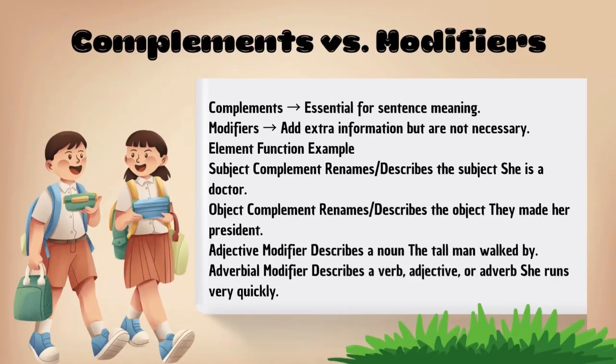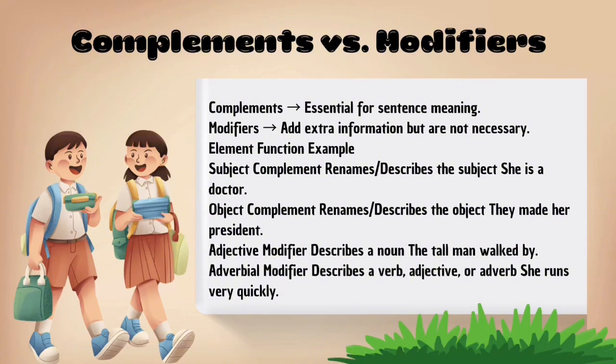Now that we've covered subjects, predicates, and objects, let's take our understanding a step further. Not all sentences stop at just these three components. Some sentences include words or phrases that provide extra details, either by describing something more precisely or by completing the meaning of a sentence. These elements are called complements and modifiers. Complements complete the meaning of a subject or object, while modifiers add additional information. Understanding how these work will help us construct more complex and meaningful sentences.